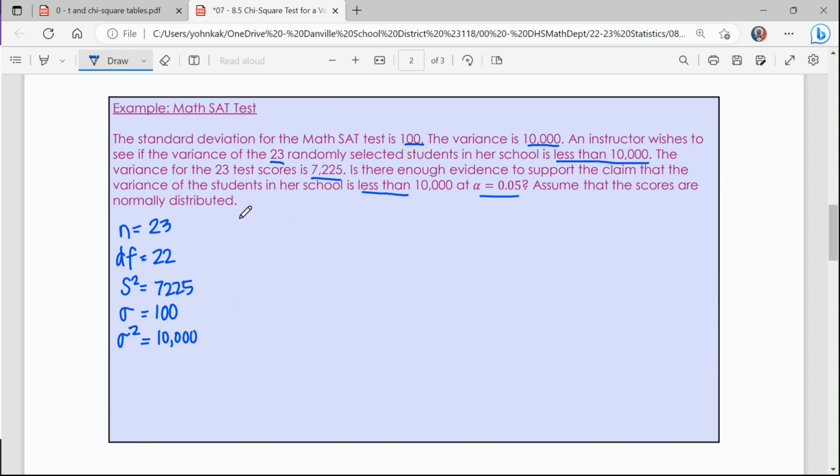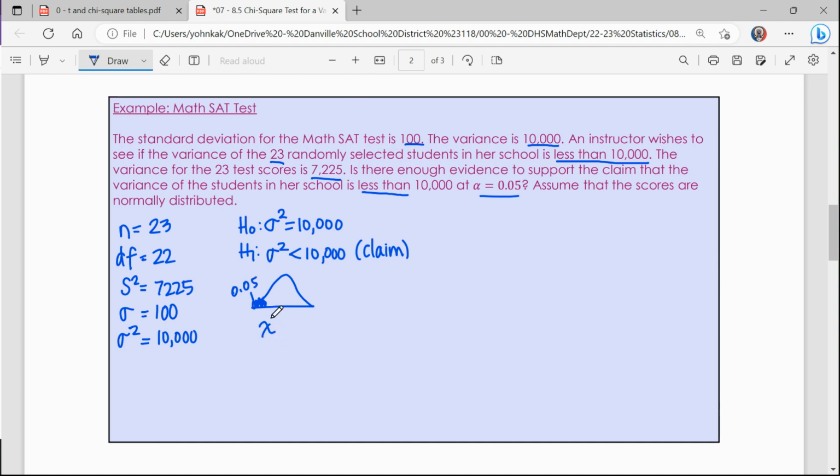All right, so then we go to our hypotheses. Since our claim is that the variance is less than 10,000, we're going to be doing our hypothesis test with variance. So our null is that the population variance sigma squared is equal to 10,000. Therefore, our alternative hypothesis is less than 10,000, and that is our claim. So then we draw our picture. We are shading left, so we're going to grab the entire alpha, which is 0.05.